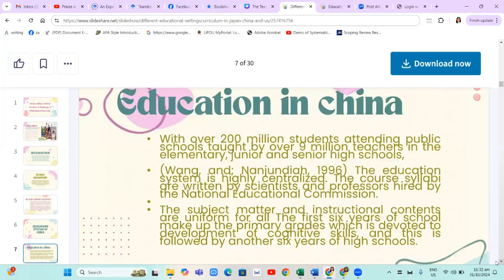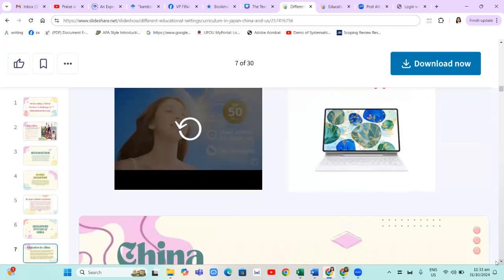With over 200 million students attending public schools taught by over 9 million teachers in the elementary, junior, and senior high schools, the education system in China is highly centralized. The course syllabi are written by scientists and professors hired by the National Educational Commission. The subject matter and instructional contents are uniform for all. The first years of school make up the primary grades, which is devoted to development of cognitive skills, and this is followed by another 6 years of high school.